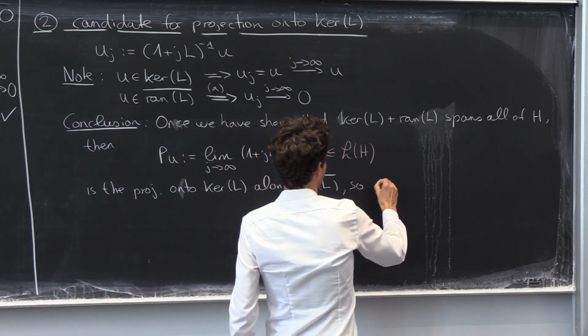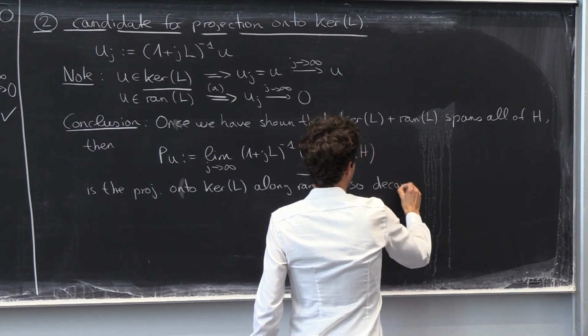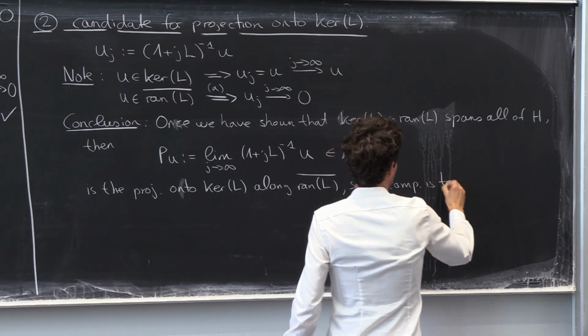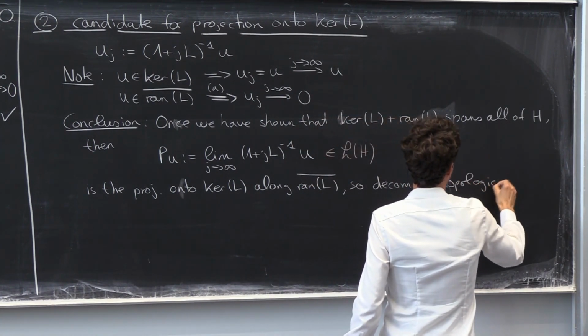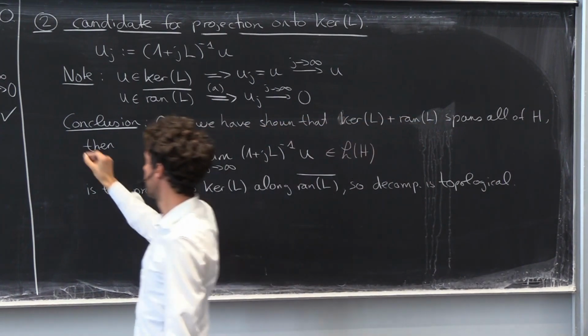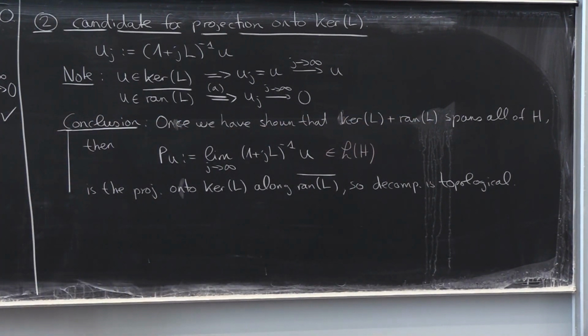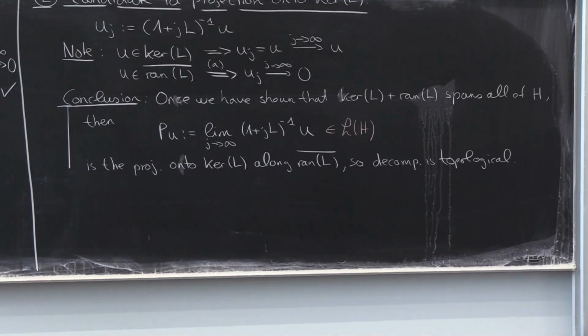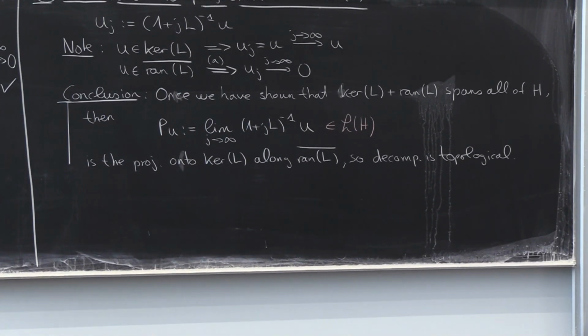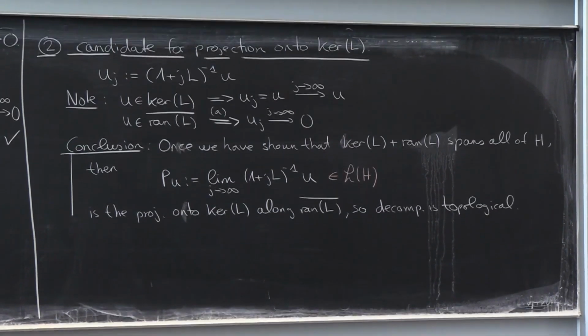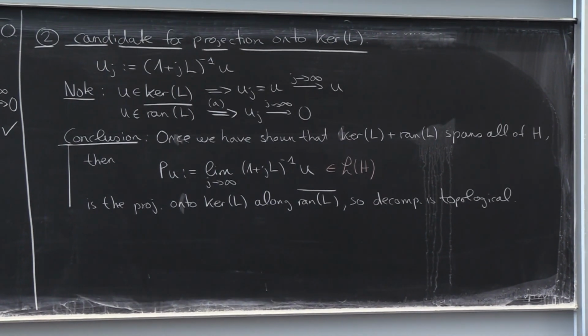Projection P, sorry. So the decomposition is topological. Right? That's the conclusion of these considerations. Once we know that the sum spans all of H, we know what the projection is, and the projection will be bounded, and then it's all fine. The problem is just that we have to prove that this sum spans all of H. Okay?